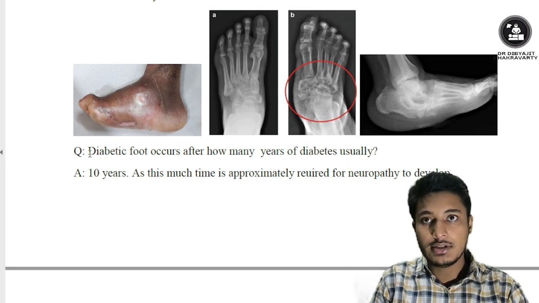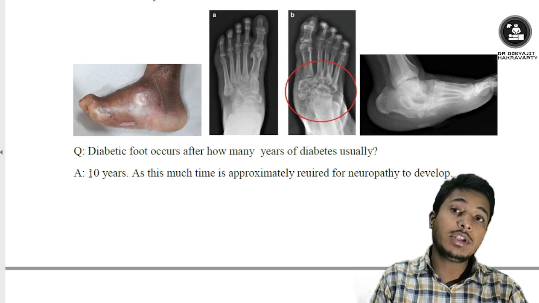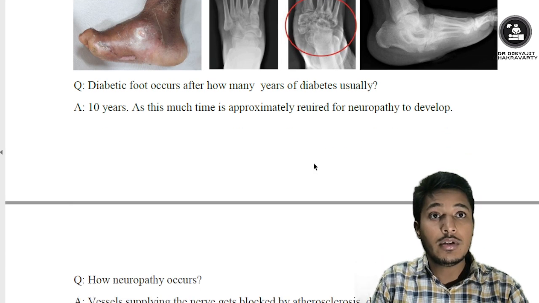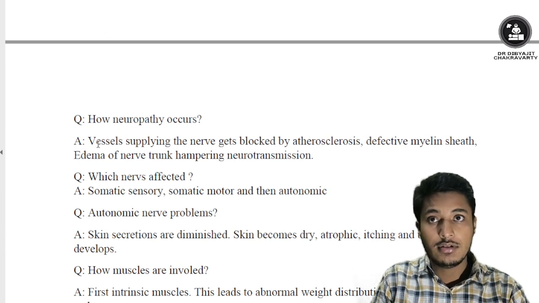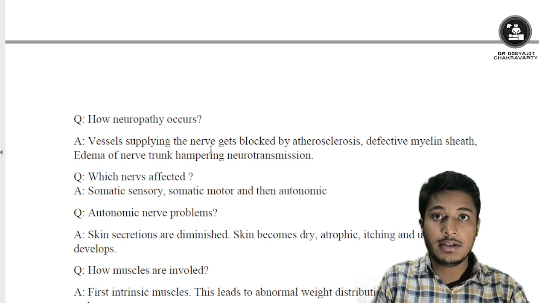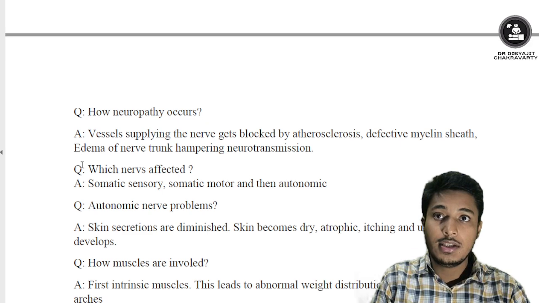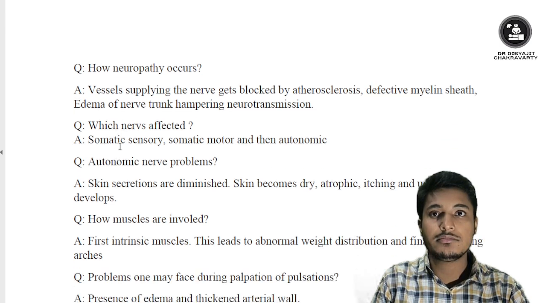Another question may be asked regarding diabetic foot. After how many years usually diabetic foot occurs? Usually it may take up to 10 years, because this much time is approximately required for neuropathy to develop. So how does neuropathy occur? This occurs because the vessels supplying the nerve get blocked by atherosclerosis. Moreover, the myelin sheath formation is also defective. Also, there is edema of the nerve trunk, which ultimately hampers the neurotransmission.